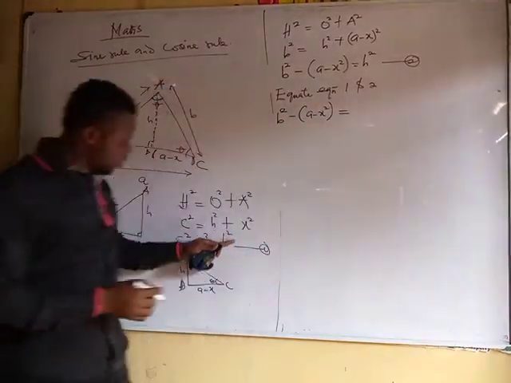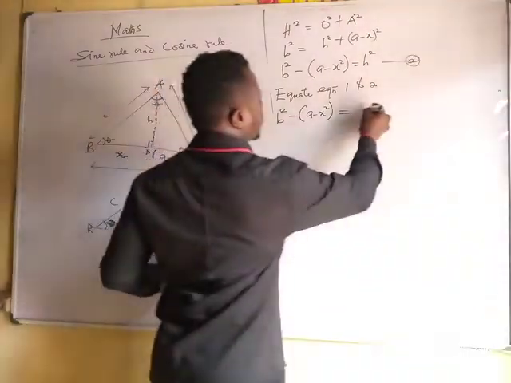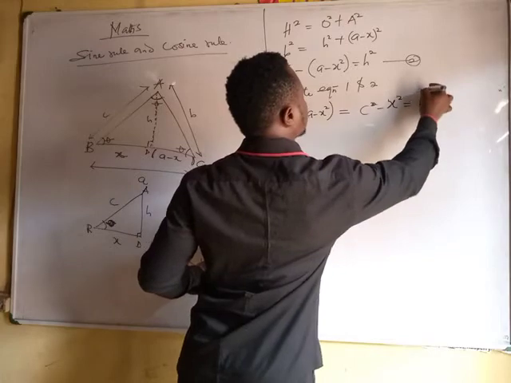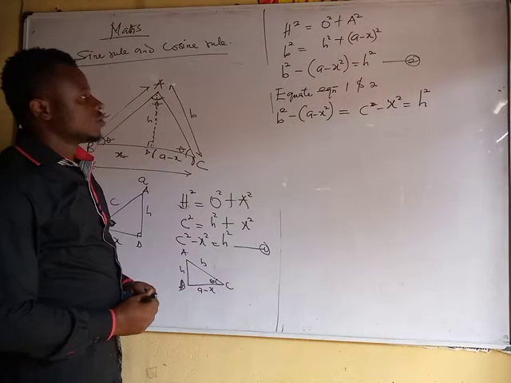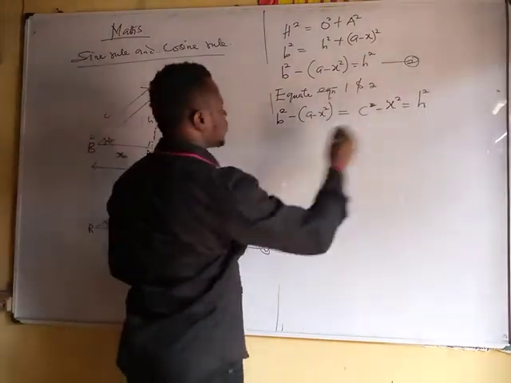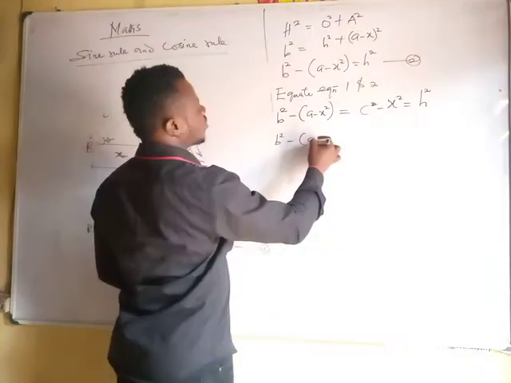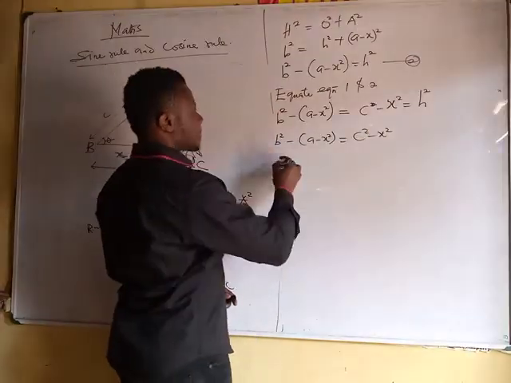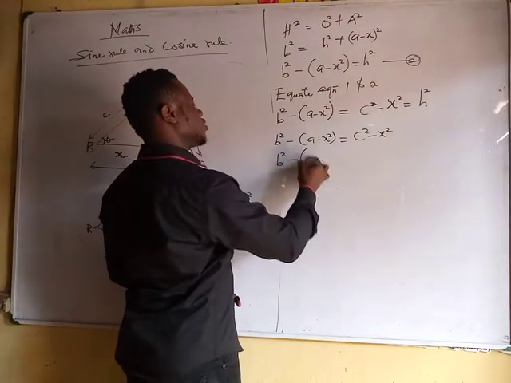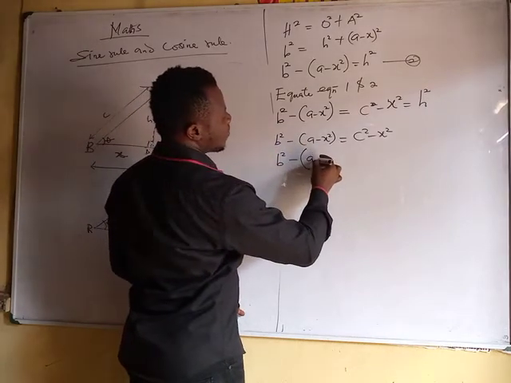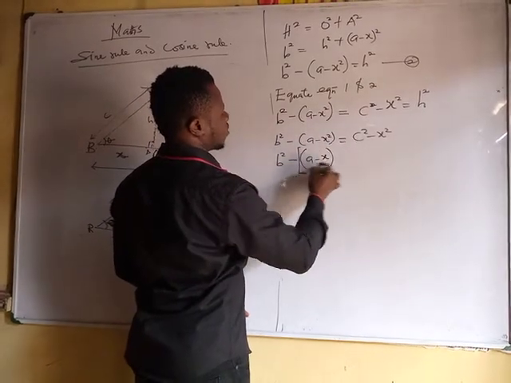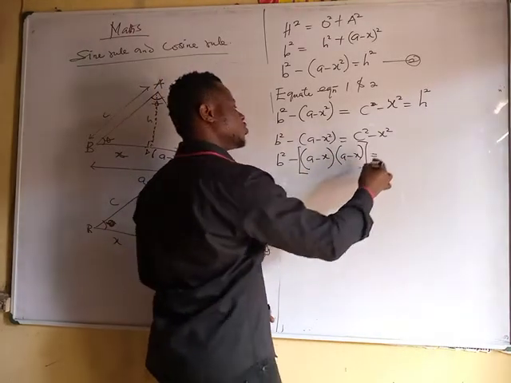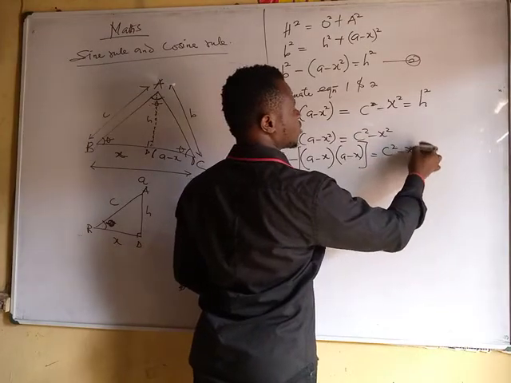what do we have in equation 1? In equation 1, we have c square minus s square, all equal to what? H square. So, because of that, b square minus a minus s square is equal to c square minus s square. Then b square minus, open up the bracket, we have a minus s, and another a minus s, which is equal to c square minus s square.